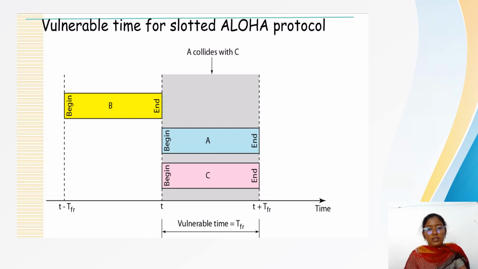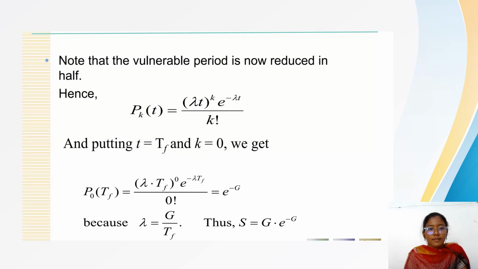Now the vulnerable time for the slotted ALOHA protocol. Before, we saw that A's beginning collides with B's ending, but here it is not like that. A collides completely with C, at the beginning and also at the ending. It is treated as slotted ALOHA. Note that the vulnerable period is now reduced by half, so we have t equal to capital T_f.